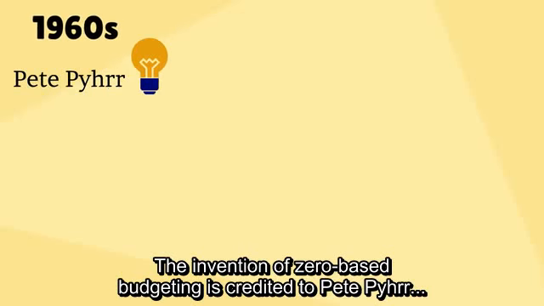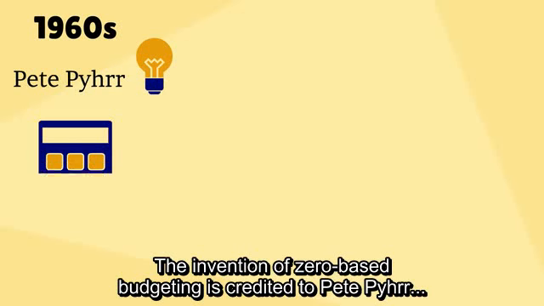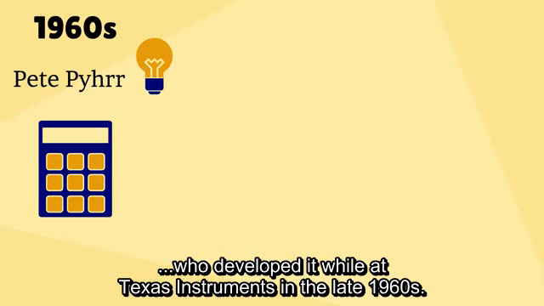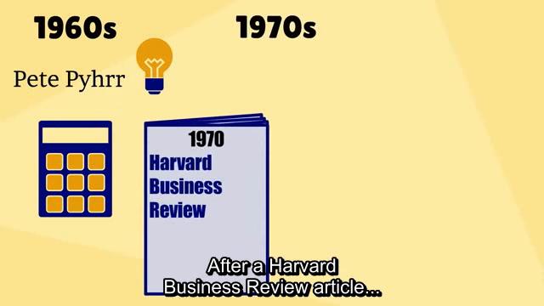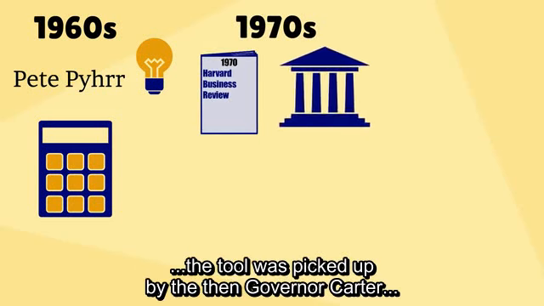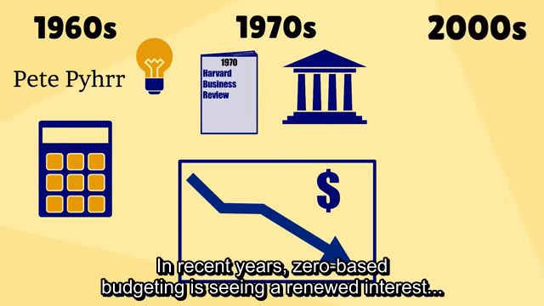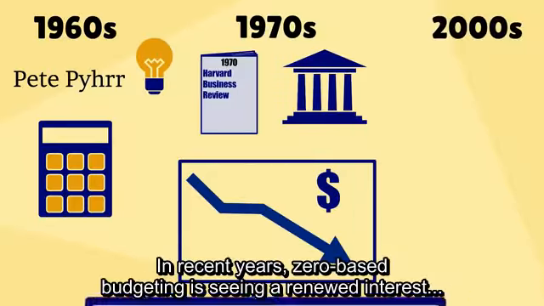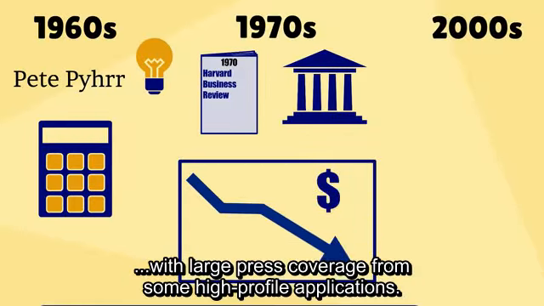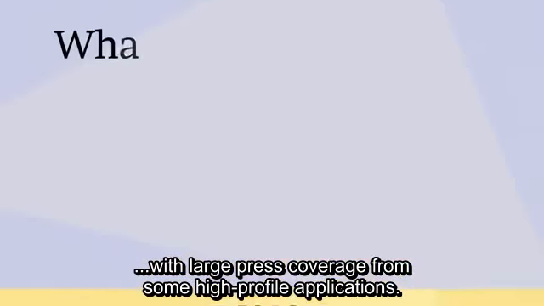The invention of zero-based budgeting is credited to Pete Peer, who developed it while at Texas Instruments in the late 1960s. After a Harvard Business Review article, the tool was picked up by the then Governor Carter to help reduce government spend. In recent years, zero-based budgeting is seeing a renewed interest, with large press coverage from some high-profile applications.